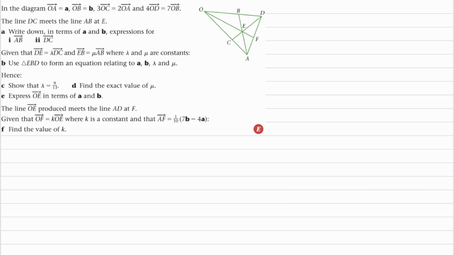So we have OA is a. I'll write this on the right-hand side so it's a bit easier to see. This is a. And then we have OB is b.